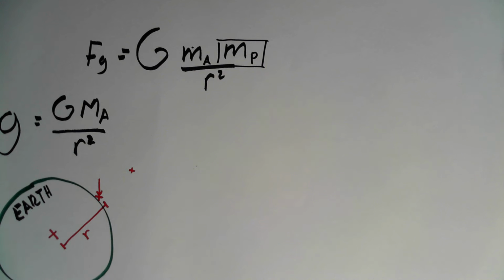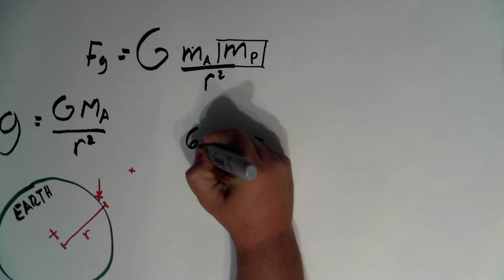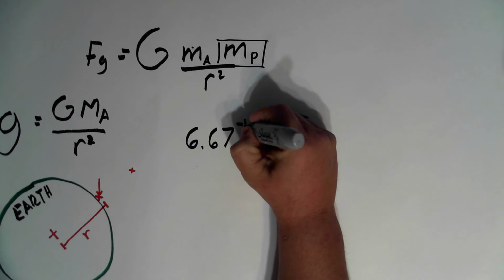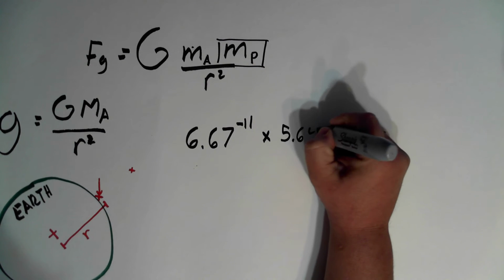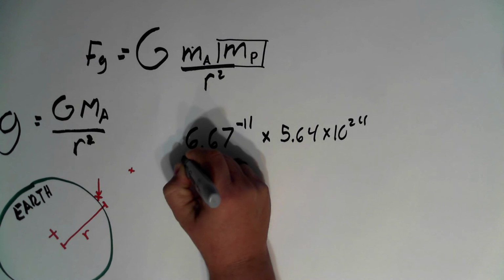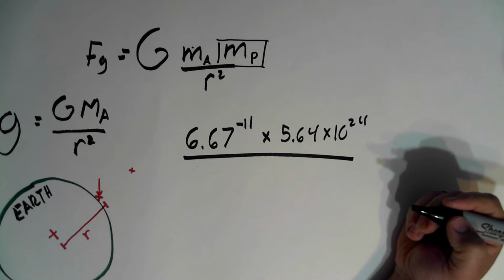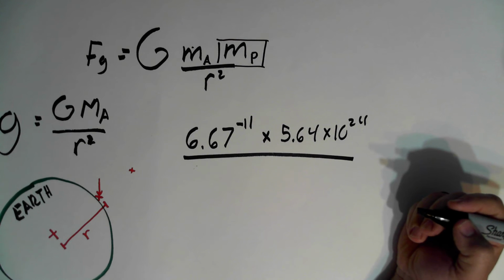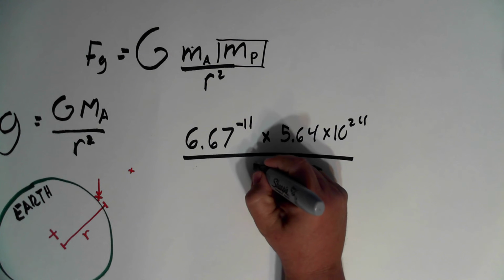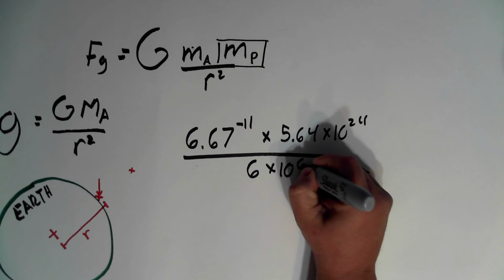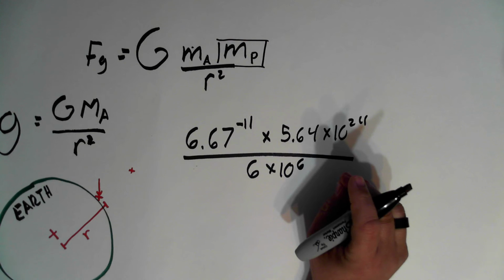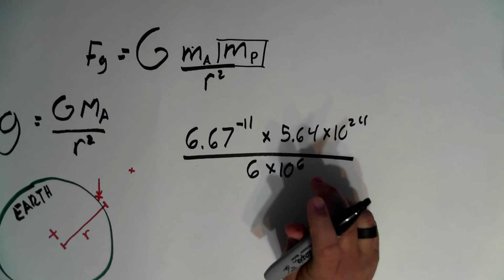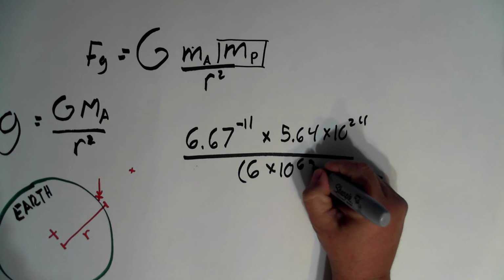Now, in order to solve this problem, we just need to plug in some variables. To calculate my gravitational field, I'm going to need the gravitational constant, which is 6.67 times 10 to the negative 11. That's my gravitational constant. Then the mass of the Earth. I think it's 5.64 times 10 to the 24, divided by the radius of the Earth. And the radius of the Earth, I keep forgetting this one. If I'm not mistaken, I think it's approximately 6 times 10 to the 6th. I think that could be correct, and I think I'm pretty good on that. And that, remember, is squared.